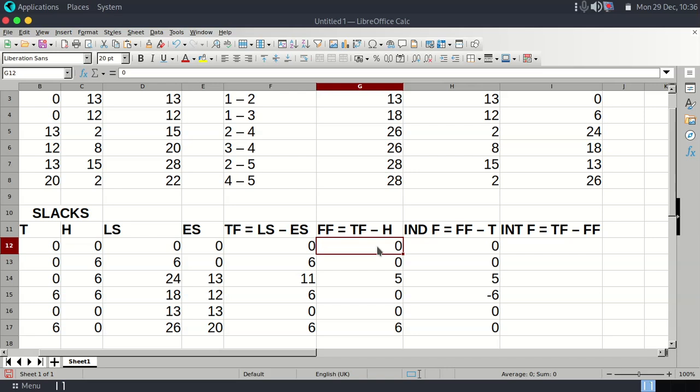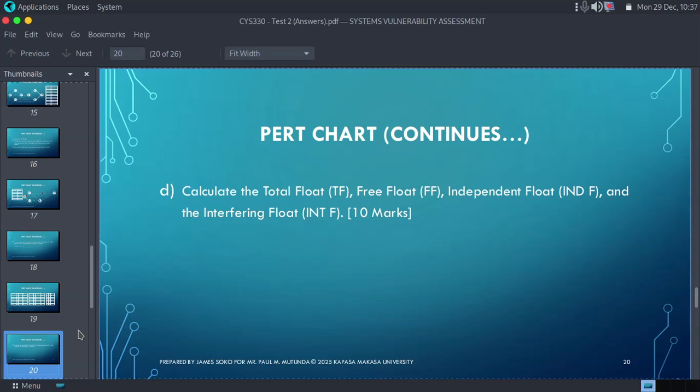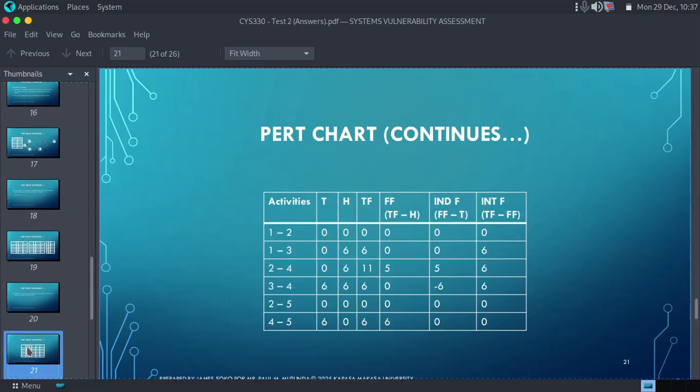So it's 0 minus 0, we get a 0. Then 6 minus 0, we get 6. Then 11 minus 5, we get 6. Then 6 minus 0, 6. Then 0 minus 0, which is 0. And lastly 6 minus 6, which is 0. It means we are done with this question D. For this question, I'm sure this is where it ends.